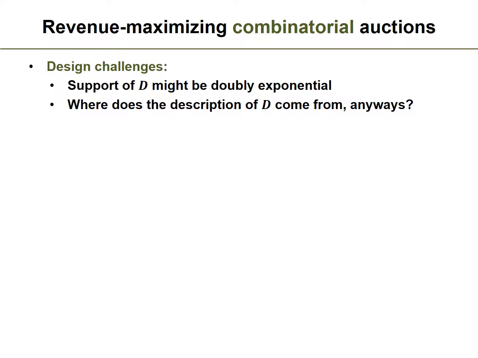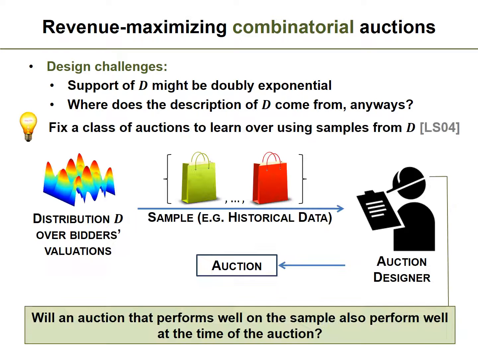In this work, we relax this common assumption in the following model. We fix a class of auctions to learn over using samples from the distribution. In other words, the auction designer receives a set of samples from an unknown distribution over bidders' valuations, and he somehow uses these samples to come up with an auction to run.